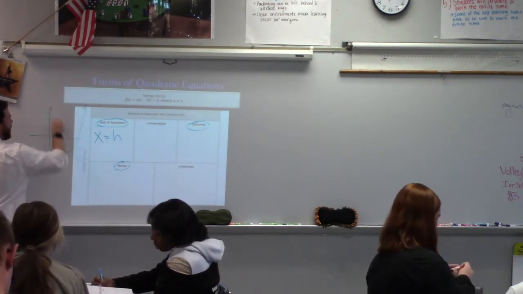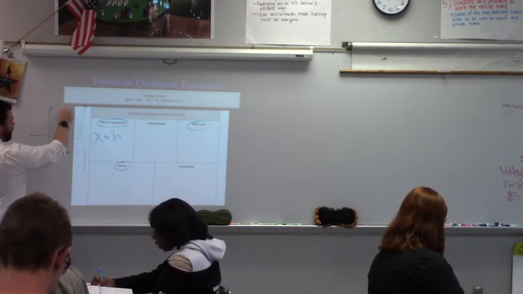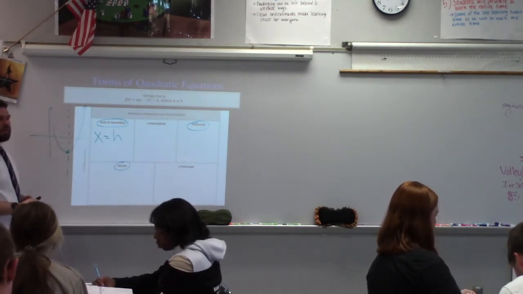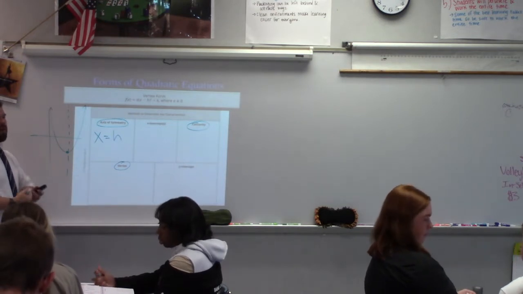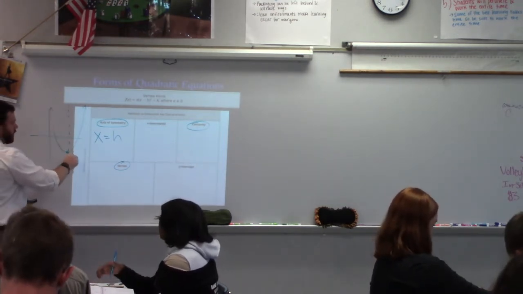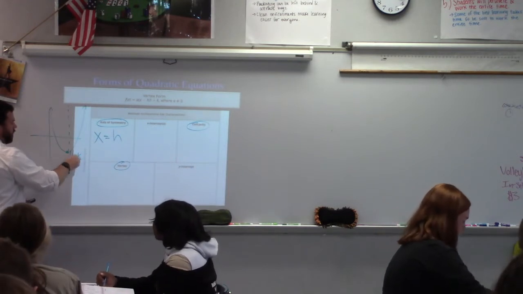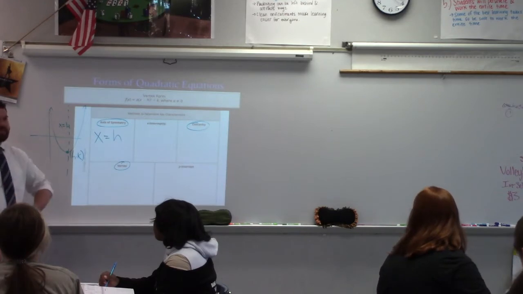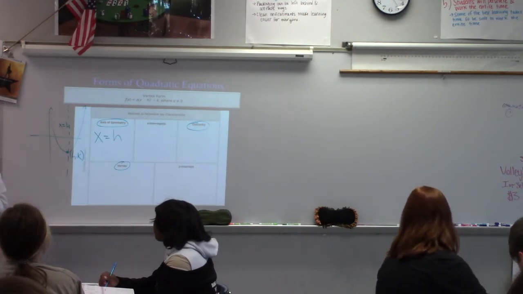And what is the x value of the vertex? h. So x is equal to h. Right? The axis of symmetry is always x equals h because it has to go through that vertex. Alright? Vertex. Hopefully we all have it.